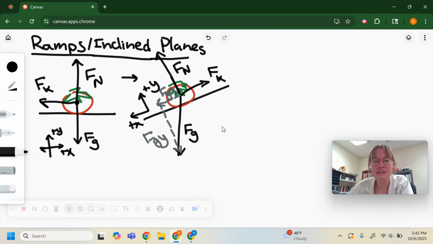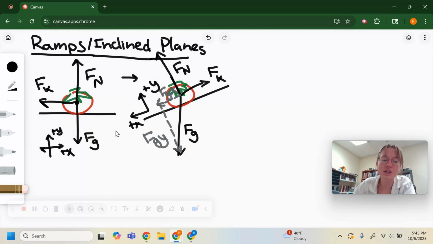Hey, did you say that this tomato is currently slowing down because FK is greater than FGX? And so if it's sliding down the ramp, then it would be slowing down since the friction would be winning out over its weight? Because that's what you should have said.